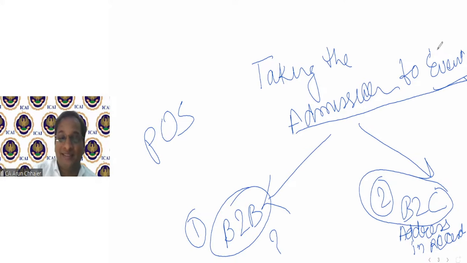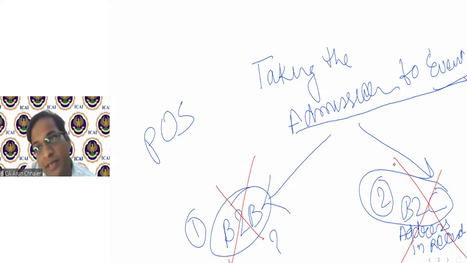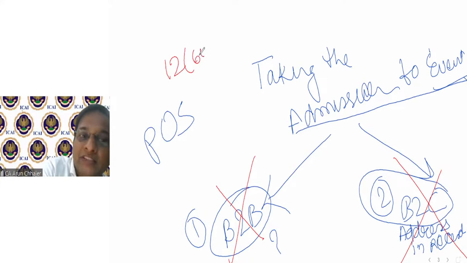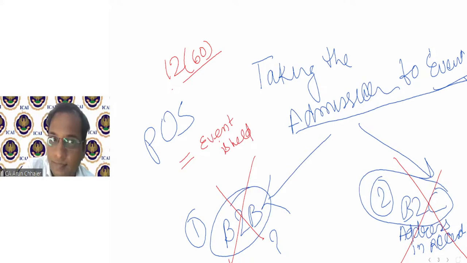Thank you so much. Now you have differentiated that it is not relevant whether my customer is B2B or B2C, or whether the address is available in the record or not. In this case, the place of the supply would always be where the event is held. I hope it is clear.